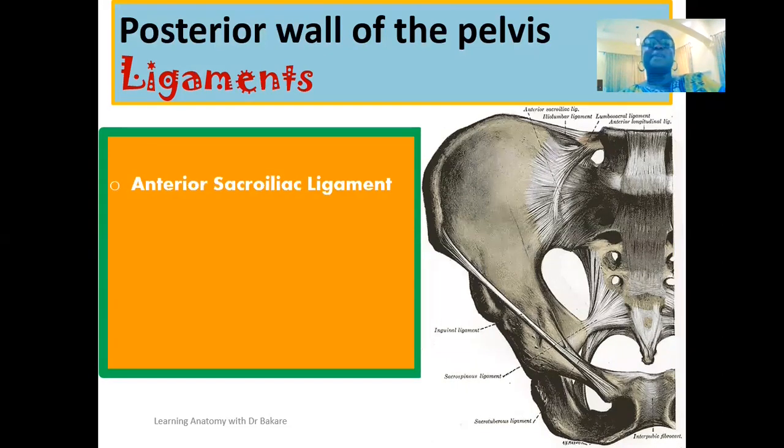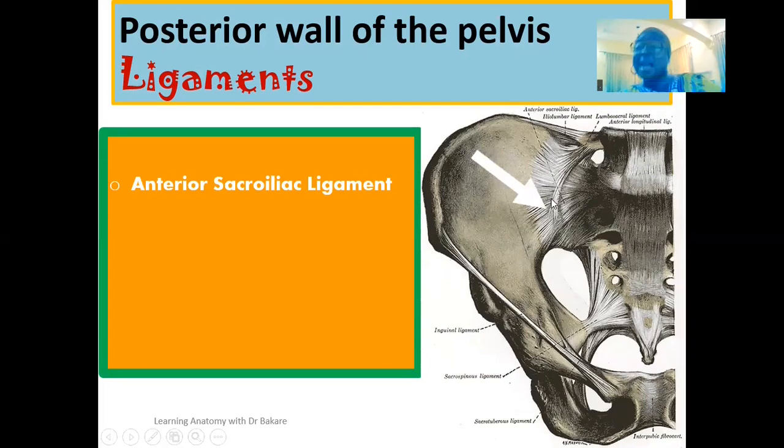And the first ligament is the anterior sacroiliac ligament. Anterior because it is in the anterior part, and sacroiliac because it is a ligament that reinforces the sacroiliac joint. And this is what is arrowed here in white. If you go back to our previous slide, remember we tried to establish the sacroiliac joint as one of the joints created at the posterior wall of the pelvic cavity. And this joint is further reinforced by the anterior sacroiliac ligament.